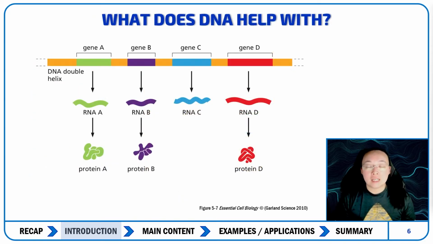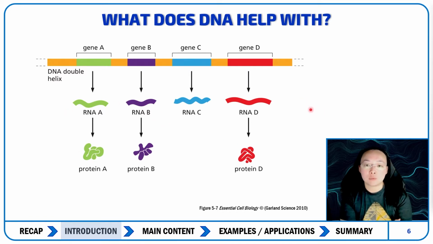So what does DNA help with now that we know its overall structure and how it comes together? If we take a look at this picture, we see that there's a DNA double helix and a few regions that are highlighted in different colors. Different regions of DNA are going to contain different genes that code for different proteins or functions.